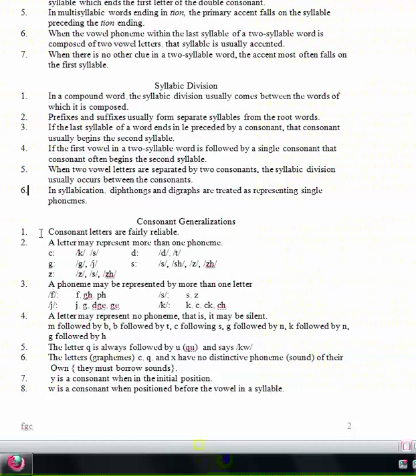Consonant generalization. Consonant letters are fairly reliable. They tend to make the same sound. There are some consonants that may represent more than one sound. C borrows the K sound, or it borrows the S sound. G borrows the J sound, and it can also make its regular G sound. Z says Z, S, and Z. D says D, T. S says S, SH, and the Z sound.